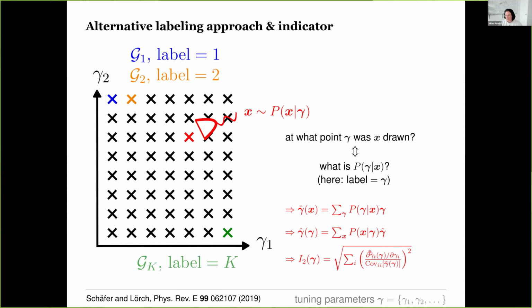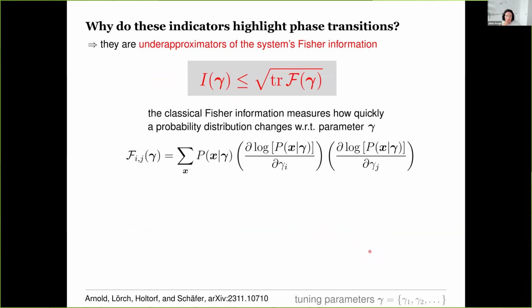So I guess intuitively it's clear why these indicators highlight phase transitions, but to give you a bit more intuition and make it a bit more rigorous, one could show that all of these indicators, so in this case I1 and I2, and there are also more which fall into this category, they can be shown to be approximators of the system's Fisher information. So in particular, one can show that I1 and I2, they lower bound the square root of the trace of the system's Fisher information matrix F.